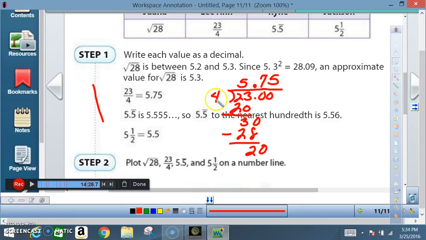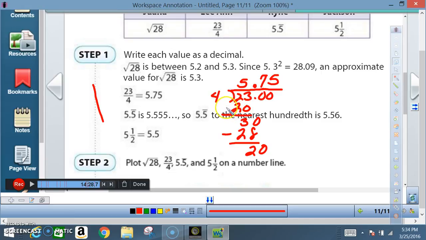All right, so 4 is on the outside, 23 is on the inside. So the first thing I do is put down my 4, then I write 23 and I put my decimal point, and then 0, 0. So then I say, well, how many times does 4 go into 23? That's going to be 5. 5 times 4 is 20.